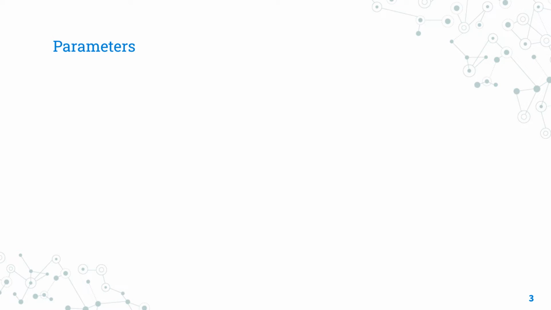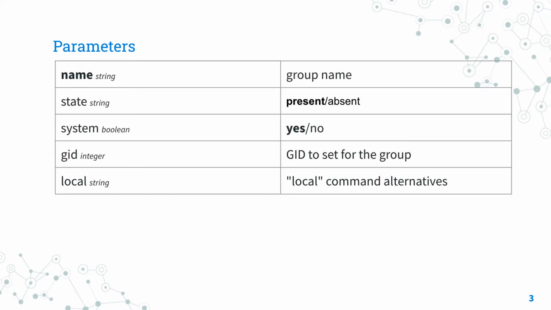This module has some parameters to perform different tasks. The only required one is name, that is the group name. The state parameter allows us to create or delete a group. In our case, the default is already set to present to create a group. The system parameter allows us to create a system group, a special one for only system services. We don't need it.